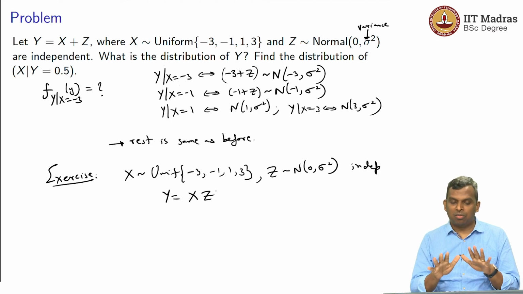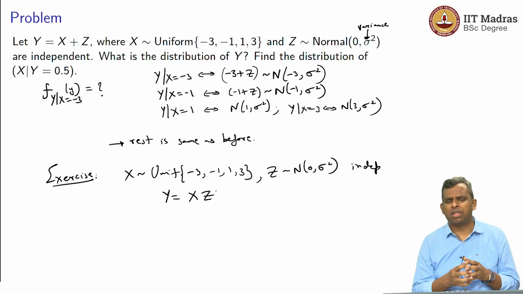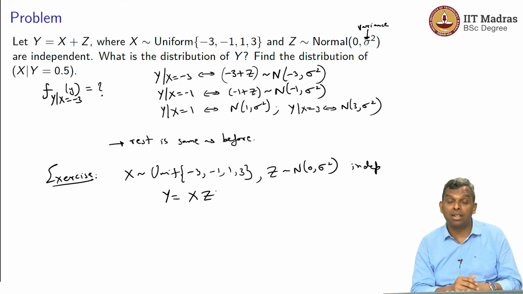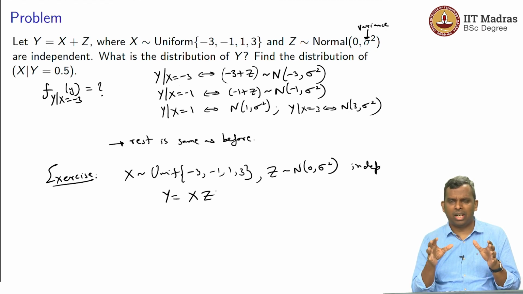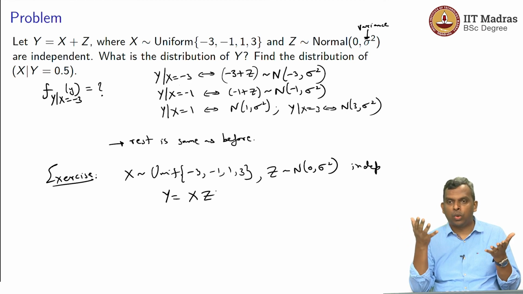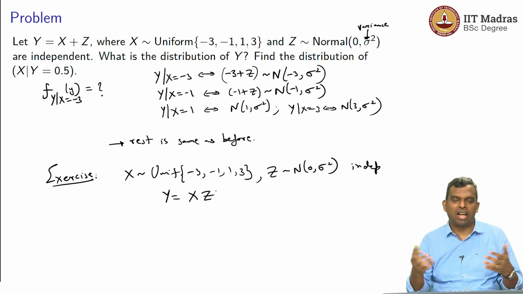This is the last problem that I wanted to do, and you can see the flavor of the problems here. These kinds of problems are very natural in reality. Even this problem is a very common model in many communication systems. So it's very natural that a discrete random variable and a continuous random variable together have some joint distribution, because of whatever happens in practice.